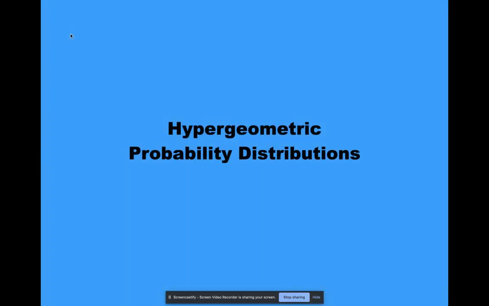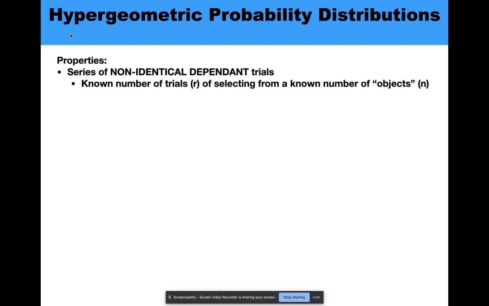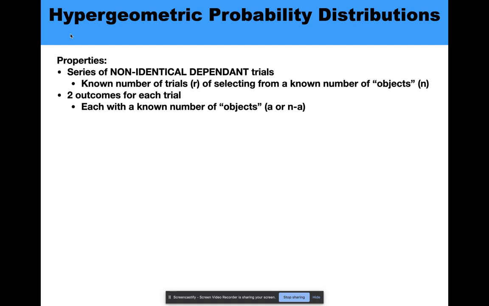So this particular type of probability distribution is called hypergeometric probability distribution. So the properties of hypergeometric probability distribution, again, they're a series of non-identical trials, which makes them dependent trials. There's always a known number of trials, which we can call R. And each of those trials is basically selecting a known number of objects, which we can call N. There are always 2 outcomes for each trial, each with a known number of objects. So either A or what's left, so N minus A. The random variable X is the number of outcomes of one type.